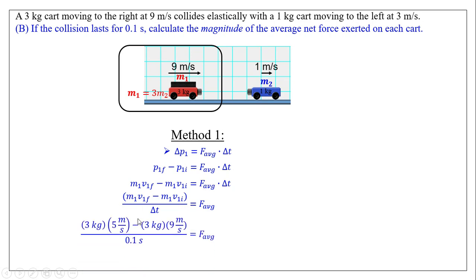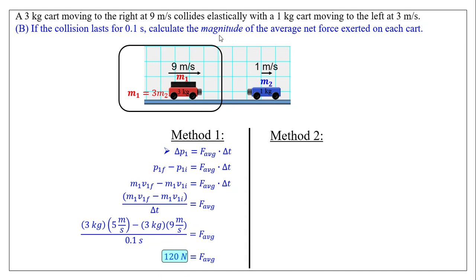So here I'm just going to plug and check. M1 is 3 kilograms. V1F we calculated already in part A is a positive 5. Minus, because the function itself is a minus, because it's taking the difference. M1 is 3, and then V1I, initial, is a positive 9 as well, because I chose it to go to the right. So if you clean that up, and then time here is given to us as 0.1, you'll get an actual value of negative 120 newtons, okay? However, the statement here asks for magnitude, so I'm going to go ahead and get rid of that negative sign because that's the direction. And so the answer would simply be 120, or 120 newtons.